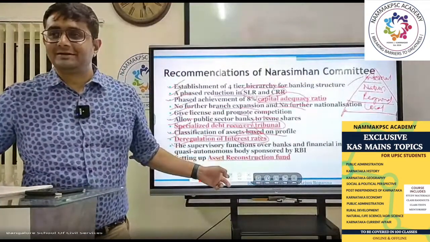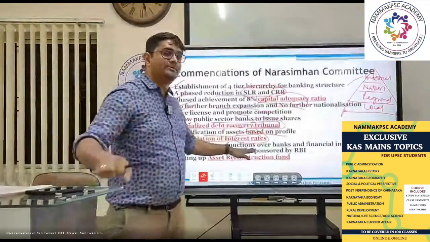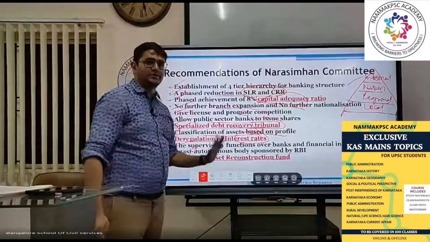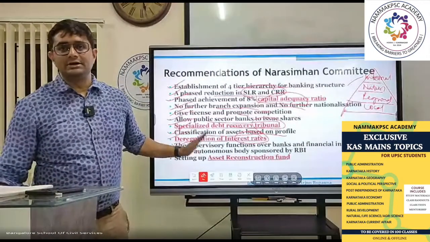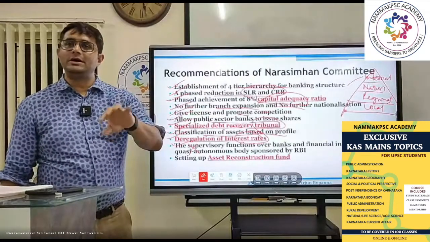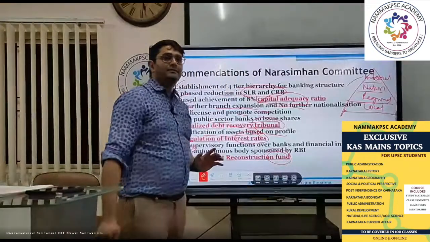Look at this. RBI does it. Okay, they recommended that we have a specialized body to regulate the banks. This has not been implemented, so that's not there. That was a recommendation, but it has not been implemented. So banking regulation is still with whom? RBI. Okay, and setting up of an asset reconstruction fund.